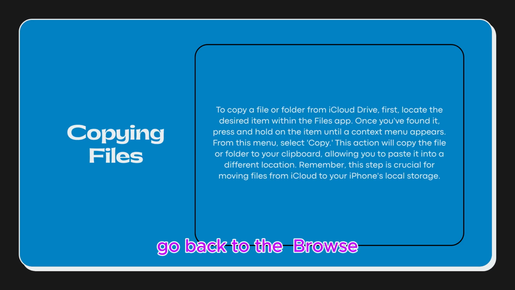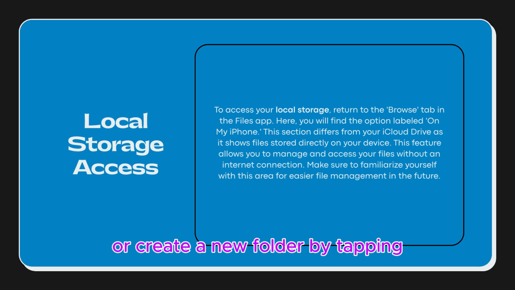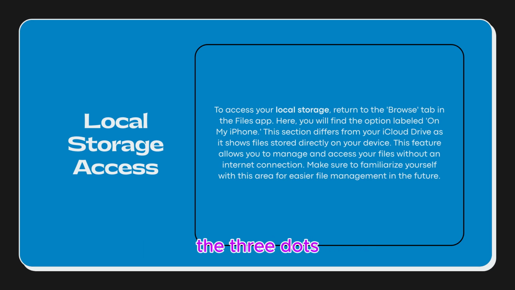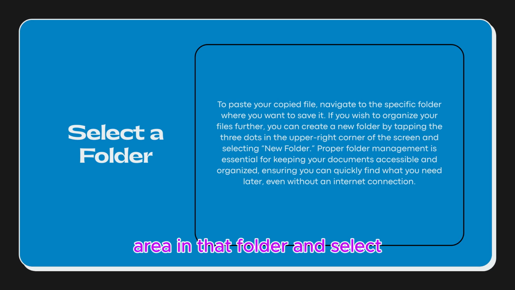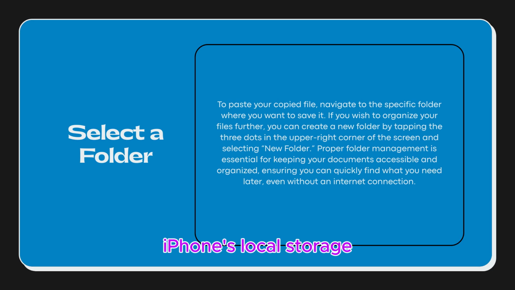go back to the Browse tab and under Locations, tap on My iPhone. Navigate to the specific folder where you want to place the file or create a new folder by tapping the three dots. Tap and hold on an empty area in that folder and select Paste. The file is now copied from iCloud to your iPhone's local storage.